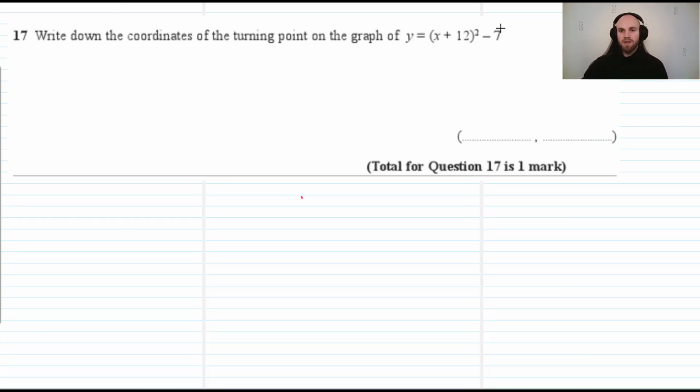So I'm going to start with that one. I'm going to start with the y coordinate. We have this minus 7. It's outside of the bracket. So we can say that y is going to be minus 7. It's going to do exactly what we think. It's going to subtract 7.